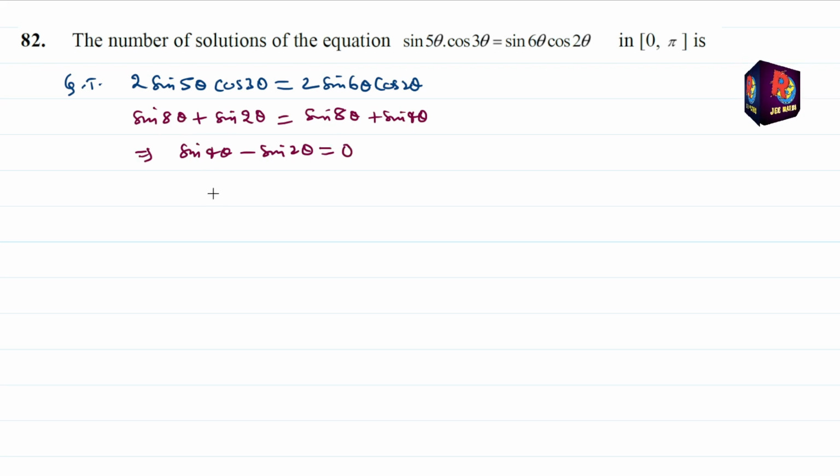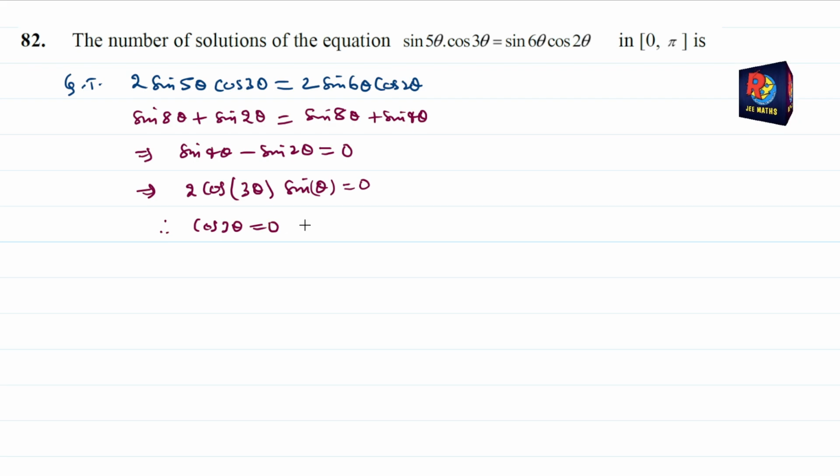It is in the form of sin c minus sin d. The sin c minus sin d formula is 2 cos of (c plus d) by 2, sin of (c minus d) by 2. Here 4 plus 2 is 6, 6 by 2 means 3 theta. And c minus d is 4 minus 2, which is 2, and 2 by 2 will be theta only. So therefore, cos 3 theta equals 0 and sin theta equals 0.